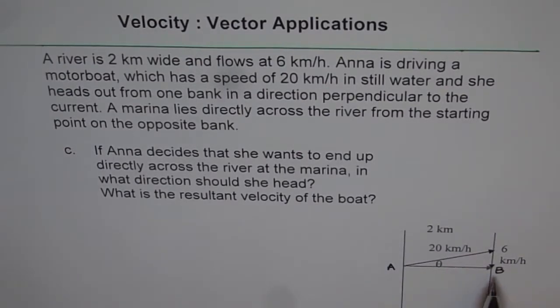Then of course, if that is your final point, she has to head in this direction, some degree theta. And then because of the water current, she will end up right there, right? So let this point be C for us. So she heads out in this direction, and effectively the boat, because of the river velocity, lands up right across, right? So we need to find the direction in which she heads and the resultant velocity of the boat, right? So that is the question.